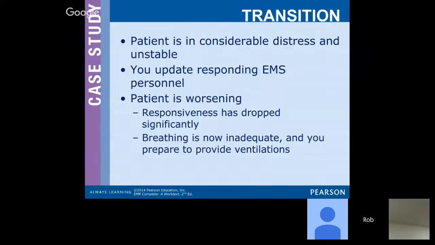So in the book you have, you approach the patient and he is, as you suspected, in considerable distress and unstable. You update the ambulance immediately and begin caring for the patient's ABCs. The patient appears to be worsening before your eyes. His level of responsiveness has dropped considerably. You are concerned that his breathing may be inadequate and prepared to ventilate the patient. Will you be able to do a secondary assessment for this patient? Why or why not?